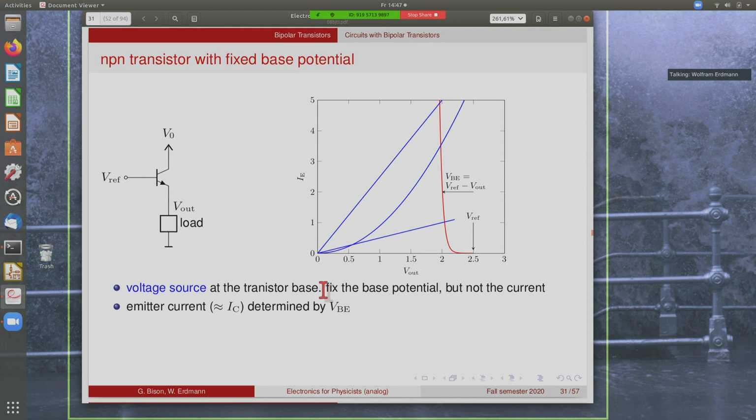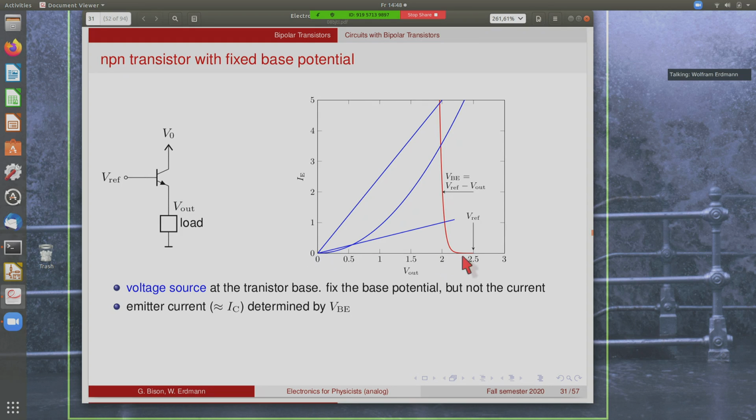This voltage holds the transistor base, and that means that we don't fix the current, but the current is determined by the voltage difference between the base and the collector.